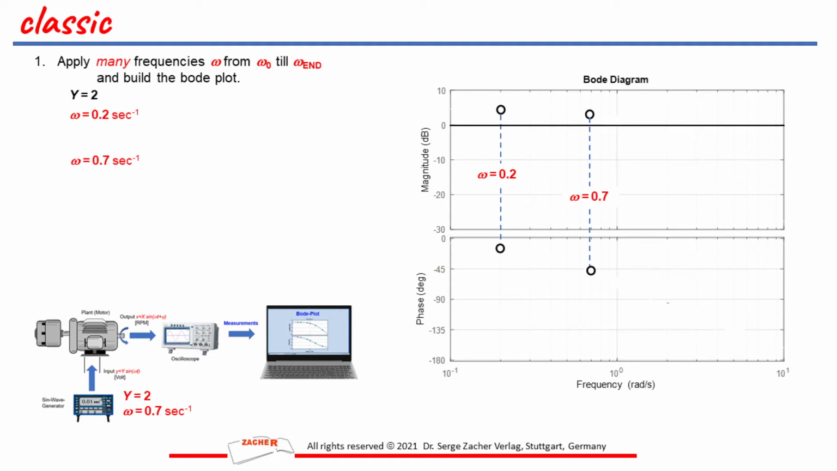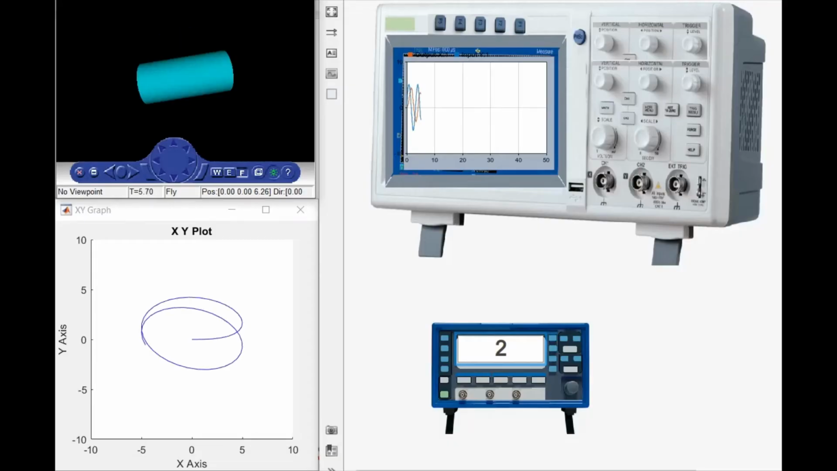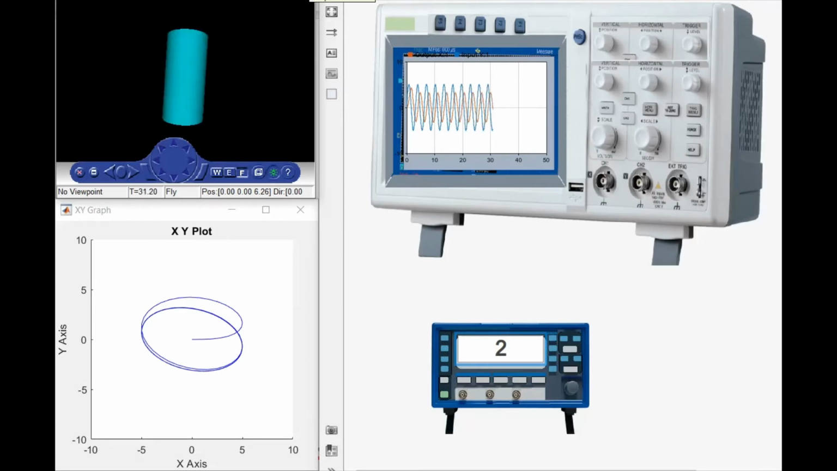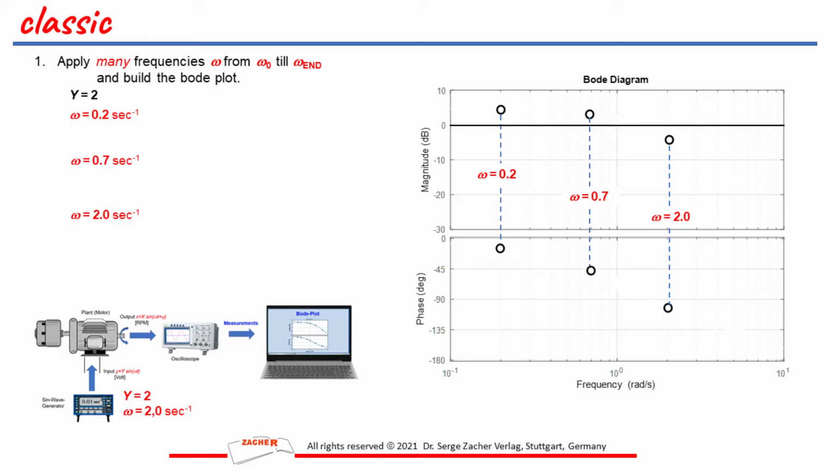Two measurements are not enough to build the whole Bode plot, so we repeat experiments for the next frequency of 2.0. Now we can follow nearly the Bode plot. But the number of points is not enough to build the whole Bode plot, so we increase the frequency till 5.0.